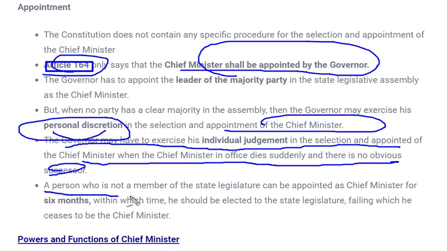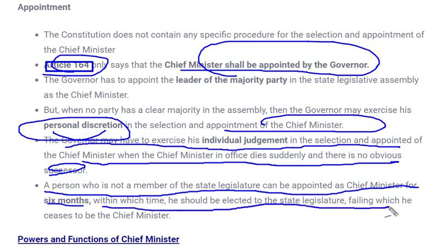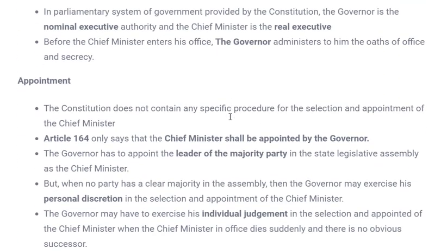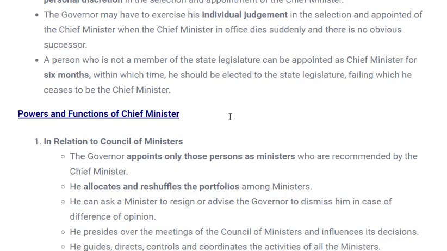Next, a person who is not a member of the state legislature can be appointed as chief minister for 6 months, within which he should be elected to the state legislature, failing which he ceases to be chief minister. That means in case of a vacancy of chief minister, a person, whether he is a member of the legislative assembly or not, can be appointed as chief minister, but only for 6 months, and in those 6 months he has to prove his membership in the state legislature. So this was about the chief minister and how he is appointed.